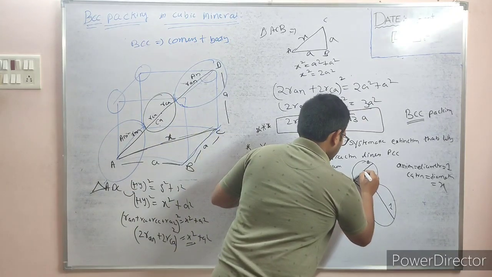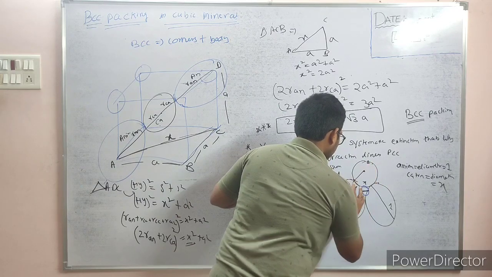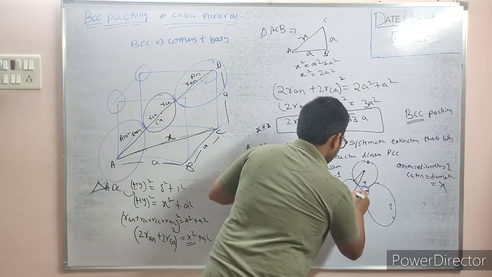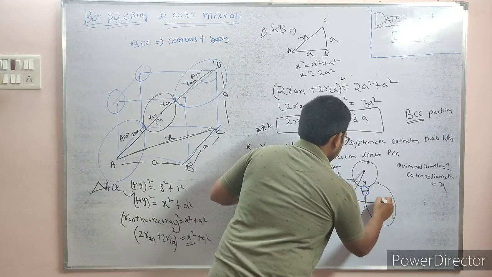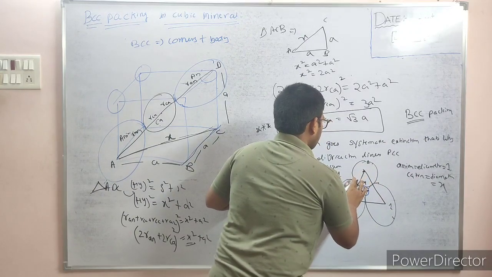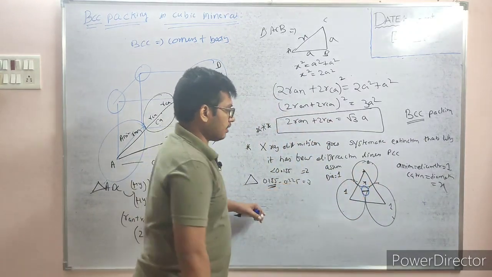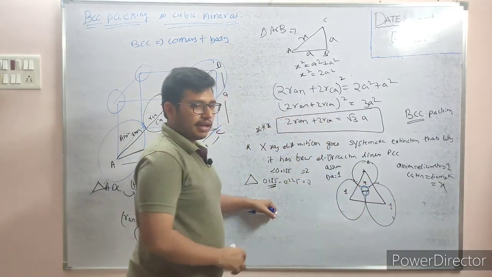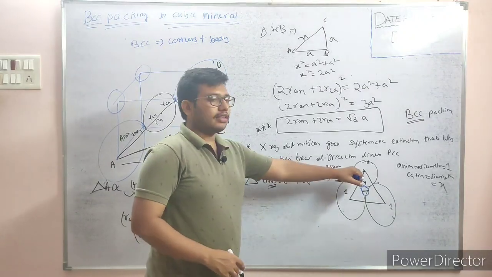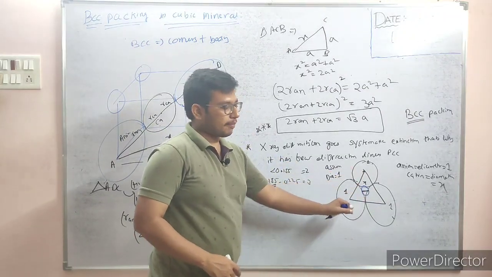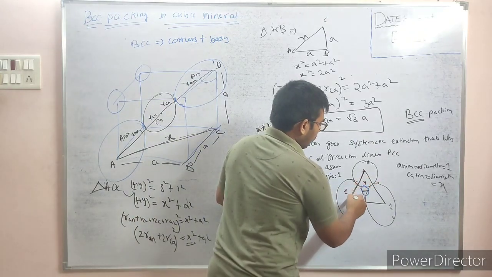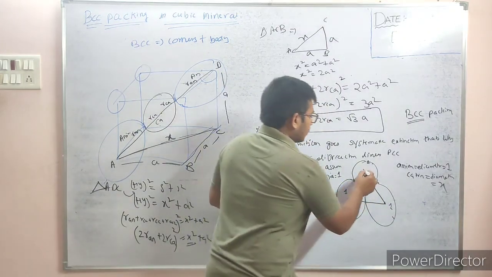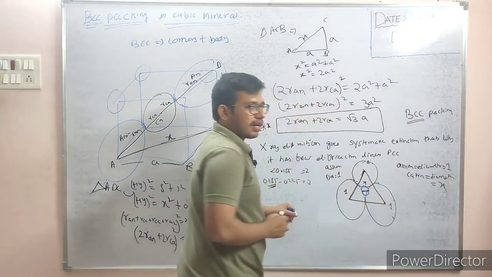Now if you draw from the center like this, we know it is forming an equilateral triangle, right? In the threefold coordination I used to tell that it is a threefold triangle. When we are joining through the centers of the anions which are surrounding the cation, it is forming an equilateral triangle.